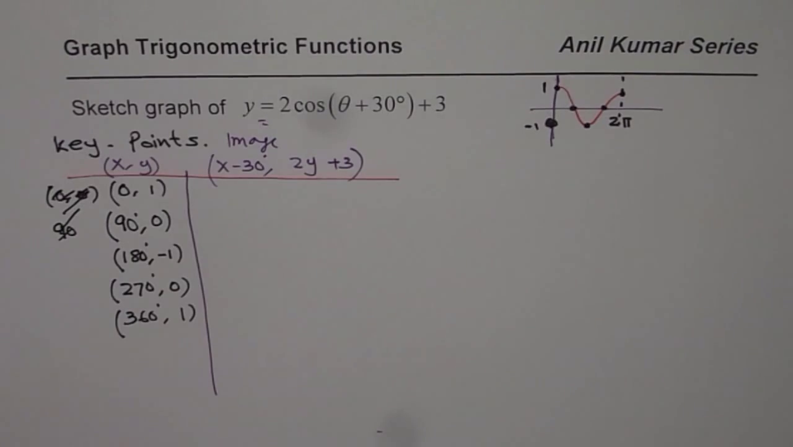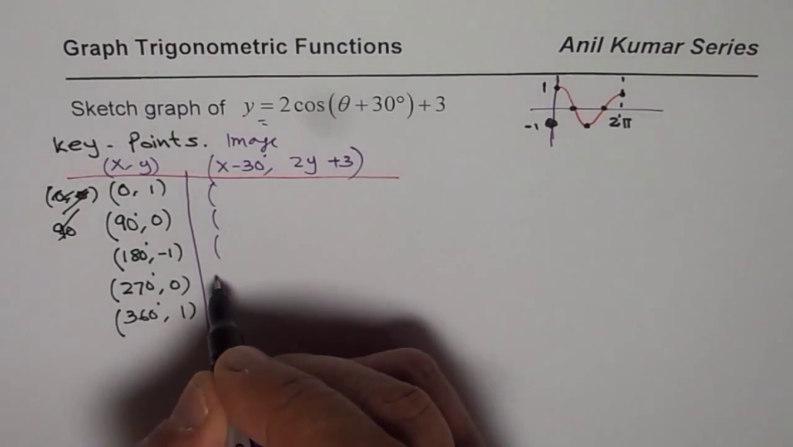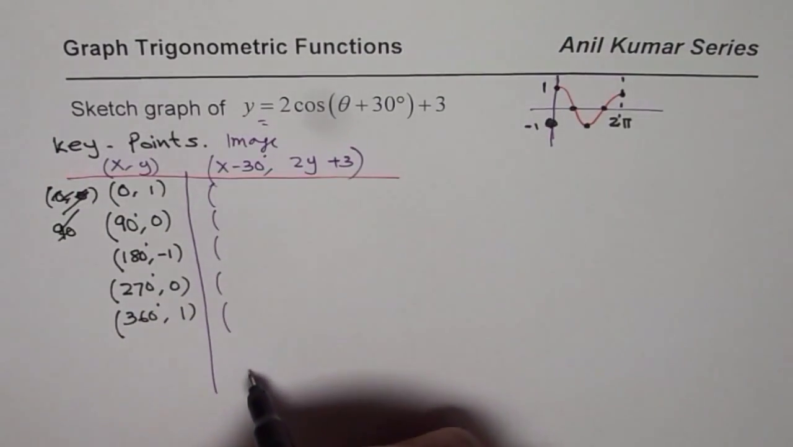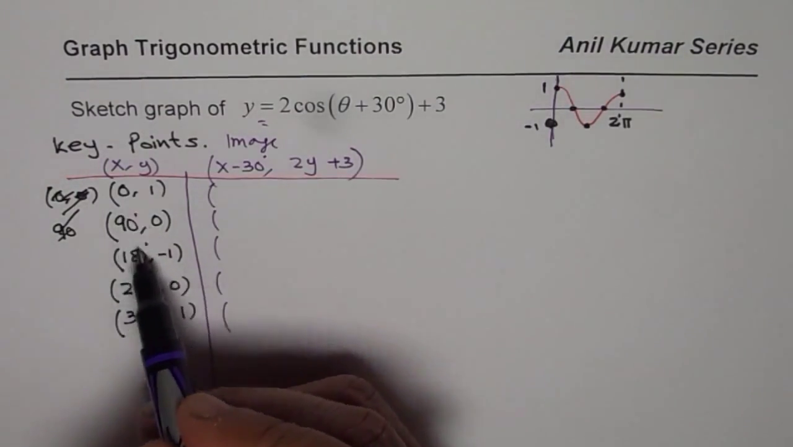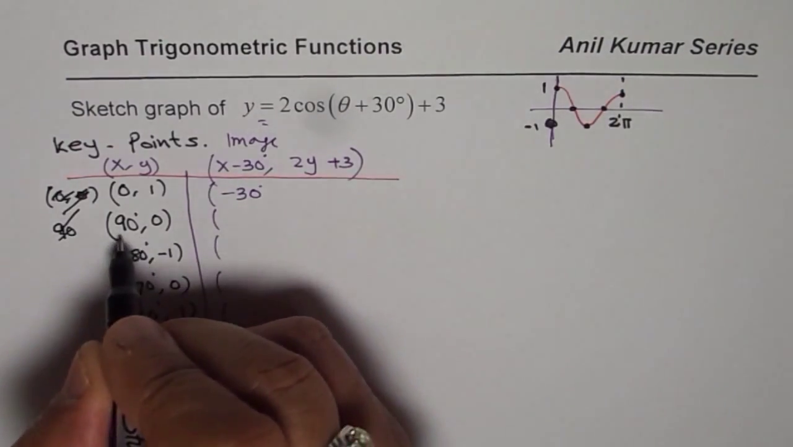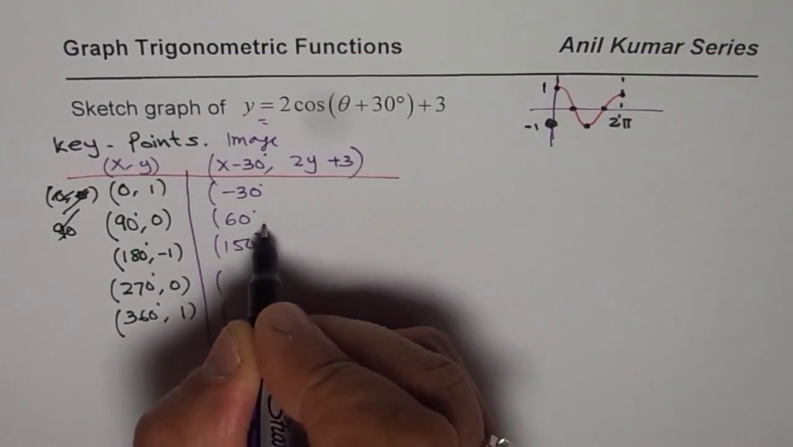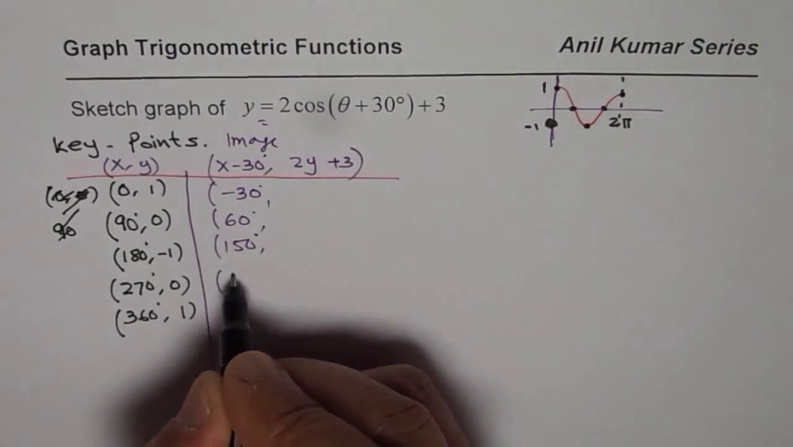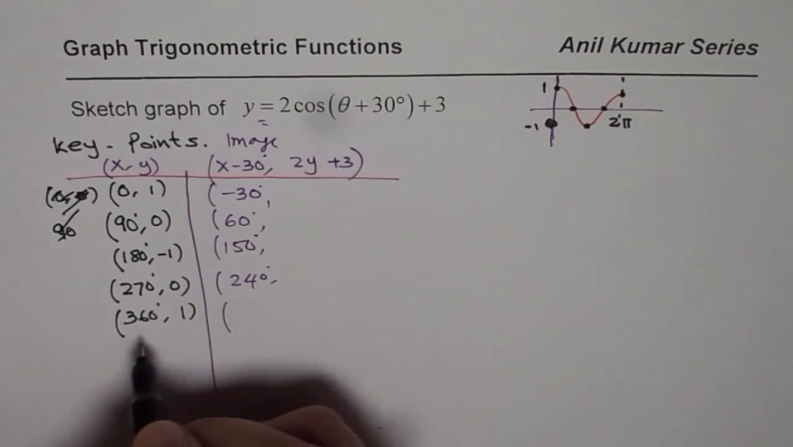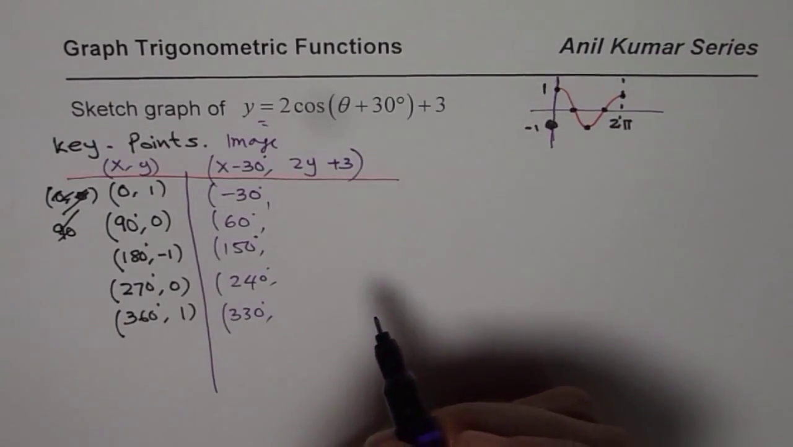So you get ready with your graph paper and then do the needful. So you can do all this calculation and figure out. So let's do it once quickly. So what I do is I just go with the x values first. Let's take away 30 and write down all x values. So we get minus 30 degrees. And if you take away 30, you get 60 degrees. Take away 30, 150 degrees. Quick ways of doing it, right? I know it's kind of a shortcut. But very effective.